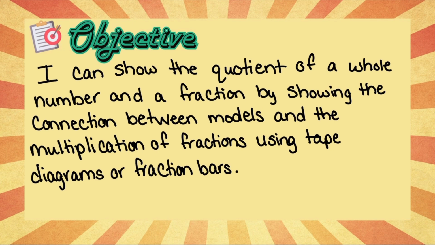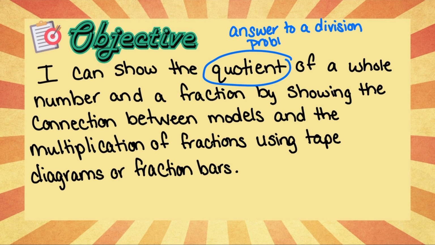In lesson 1, we talked about dividing whole numbers and fractions, and we're going to continue that with this lesson as well. The only difference is this time we're going to divide the whole number by a fraction, and we're going to be doing that showing the connection between models and multiplication. In this lesson, you're going to learn that you can use a variety of different models or KCF, known as keep, change, flip, to help you find the quotients.